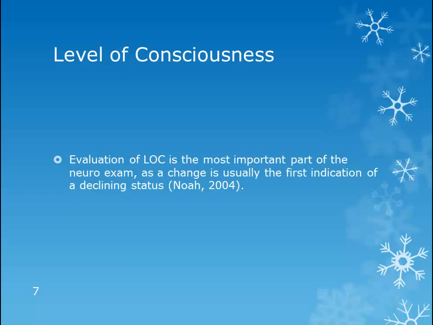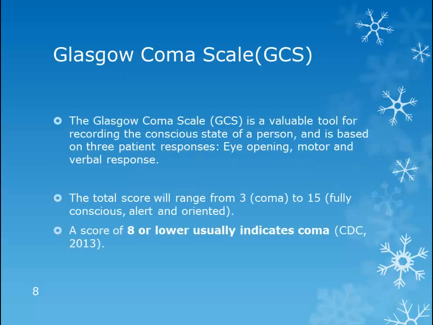Level of consciousness. Level of consciousness by far is the most important part of the neurological exam, as a change is usually the first indication of a declining neurological status. The Glasgow Coma Scale, GCS for short. The Glasgow Coma Scale is a valuable tool for recording the conscious state of a person and is based on 3 patient responses: eye-opening, motor, and verbal response.